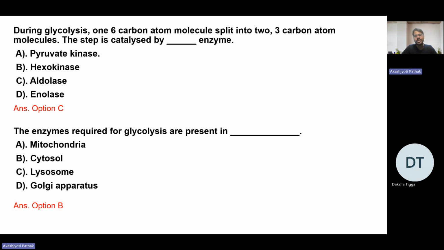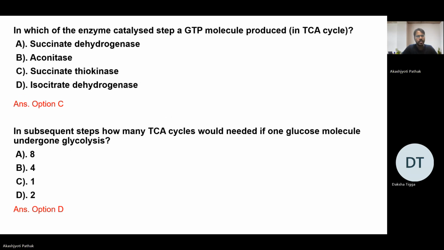Okay, so the enzymes required for glycolysis are present in the mitochondrial matrix. You know, the enzymes required for glycolysis are present in the cytosol. For the Krebs cycle, it is the mitochondrial matrix. Okay, which enzyme catalyzes a step where a GTP molecule is produced? So which enzyme catalyzes the production of a GTP molecule in the Krebs cycle?